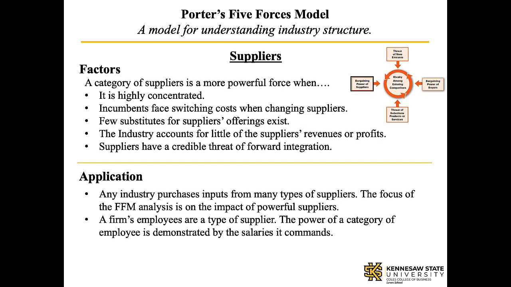The same types of interactions happen with suppliers. The suppliers to an industry are more powerful for the same reasons that buyers are more or less powerful, just flipped around.